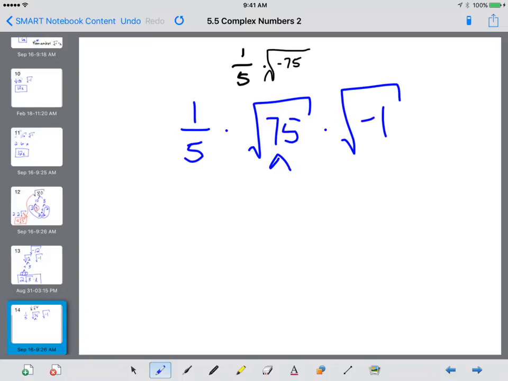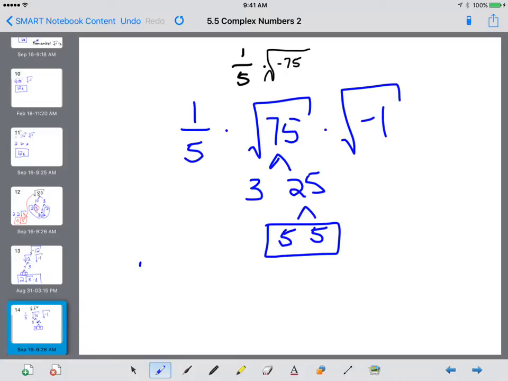Think of two numbers I multiply to get 75. I think of 3 and 25. That makes it easy for multiplication. That 25 can reduce to 5 and 5. And there is my first and only pair. So I pull the 5 out front.